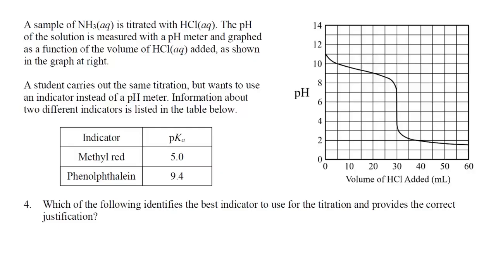So we have two indicators. We have methyl red, which has a pKa value of 5.0, and we also have phenolphthalein, which has a pKa value of 9.4. So now the question asks, which of the following identifies the best indicator to use for the titration and provides the correct justification?